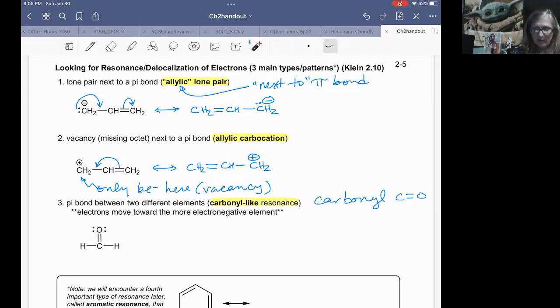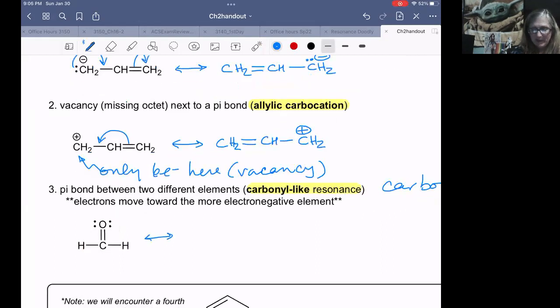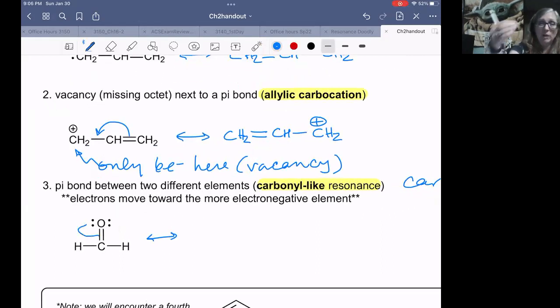Here we have a carbon and an oxygen. Who's more electronegative? Certainly it is the oxygen that's more electronegative. So what happens with this resonance is the pi bond breaks and the electrons move to the more electronegative atom. So this oxygen now has 3 lone pairs. And do you see the formal charges that will result from this carbonyl-like resonance? That top atom, the oxygen, now has a negative charge, and the carbon has a positive charge. So every carbonyl can do this kind of resonance.